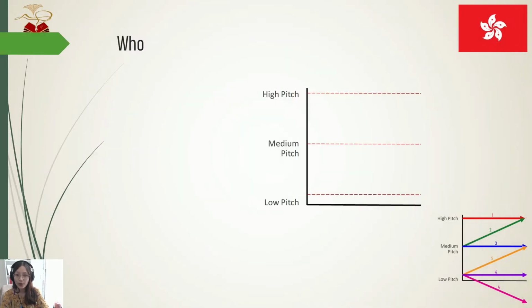Next up we have who, which is 邊個. This one, where you place it in a sentence is actually quite important. If you put it at the start of the sentence, bin go blah blah blah, it is which one is. Whereas if you put blah blah blah, is bin go, it would be who are or who is blah blah blah.